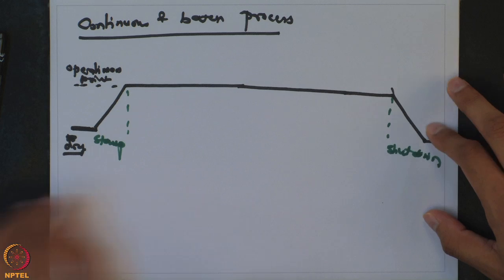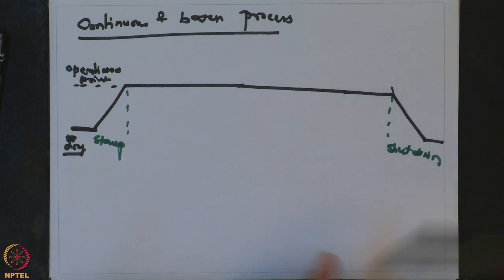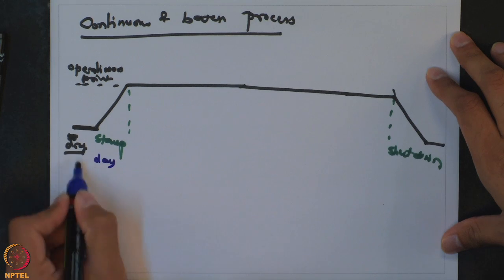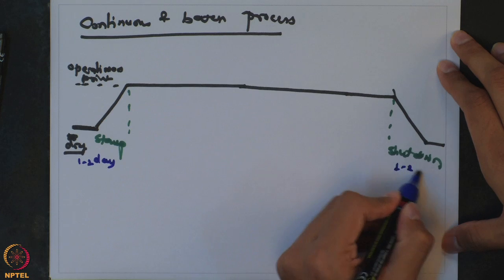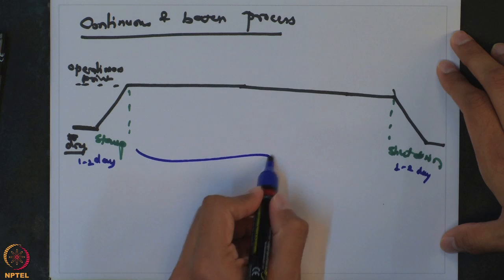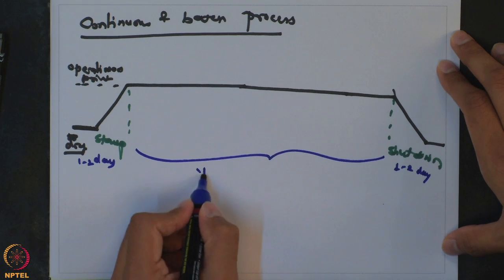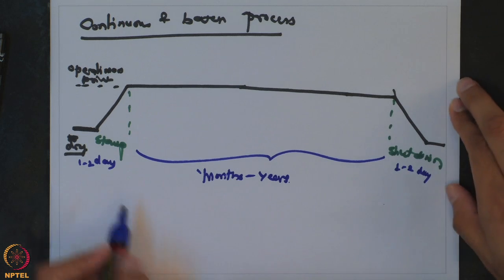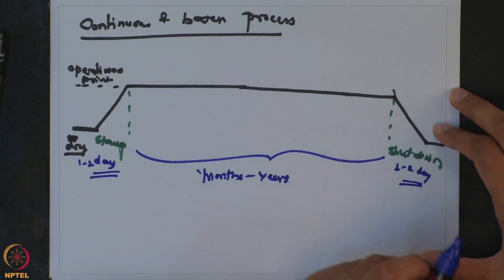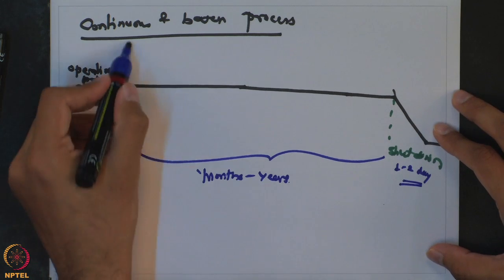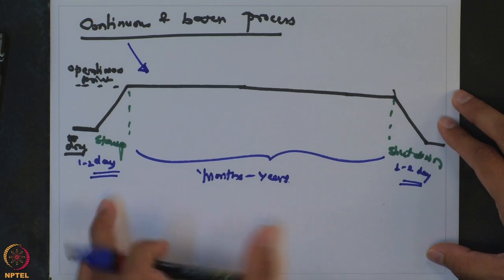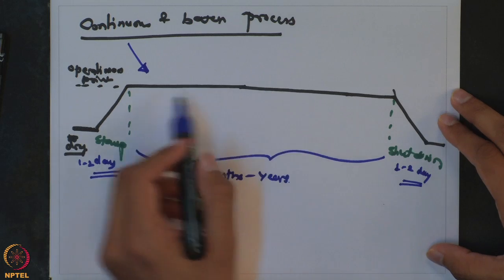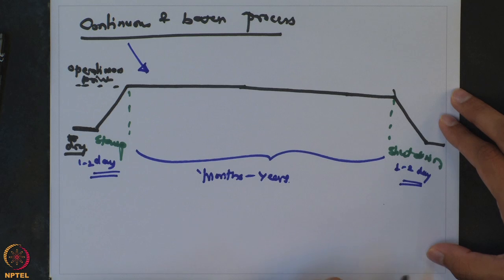And the difference between the two: let us say if startup takes about a day or two, similarly shutdown will take a day or two, and in between the process may operate for months to years till you take a shutdown. So you can see that startup and shutdown are very rare phenomena in a continuous process. This is for a continuous process, and most of the time the operator sees a steady plant, and the objective is to maintain the production or the plant around its nominal point.